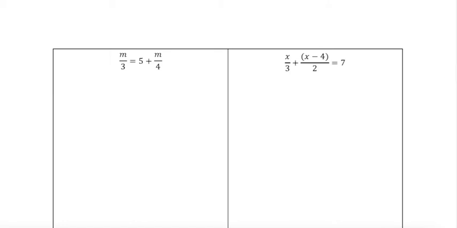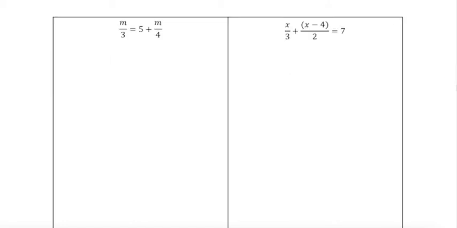So I have m over 3 equals 5 plus m over 4. In this case, I have two different denominators. So this is where I'm looking for that lowest common multiple. So I'm looking for a multiple of 3 and a multiple of 4 that both 3 and 4 will divide into. So remember, a multiple is something that we got to think about our times tables, right?